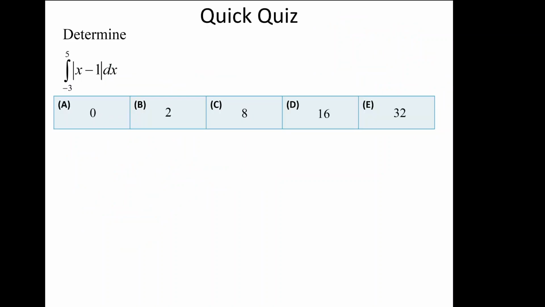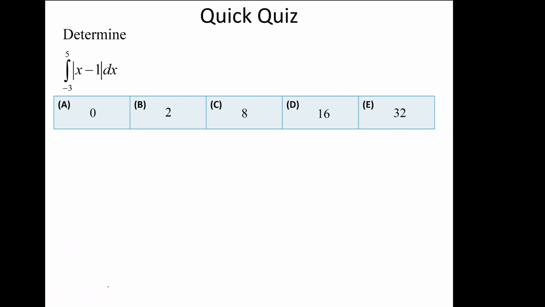All right. A quick quiz for you to do on your own. So integral from -3 to 5 of the absolute value of x minus 1. And so I recommend pausing the video, getting out a piece of paper, and trying it out. Okay.